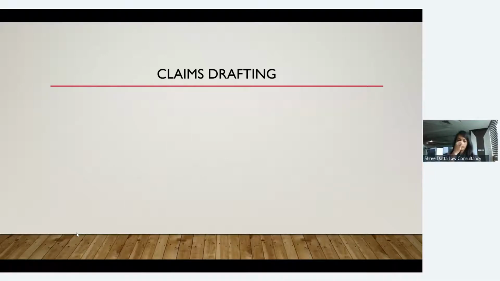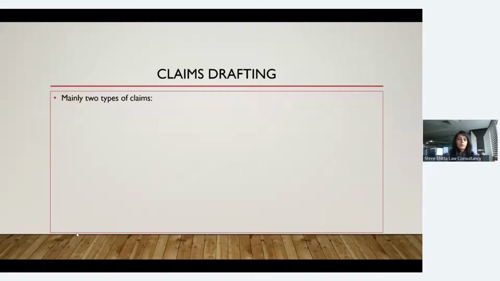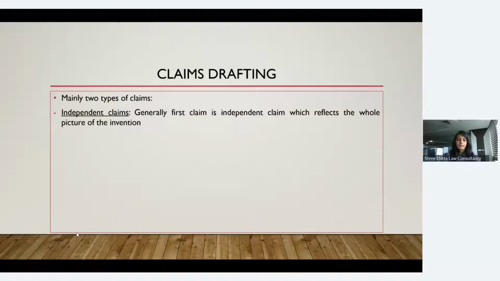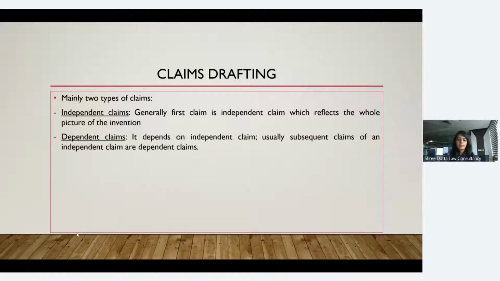Now this is related to claim drafting. Mainly two types of claims are there: independent claims and dependent claims. What is the independent claim? That is the first claim, and it reflects the picture of the invention. Each and every unique feature of your invention you have to cover in the independent claim. The dependent claim, as the word says, depends on the independent claim. So after the independent claim, any subsequent claims are generally dependent claims.